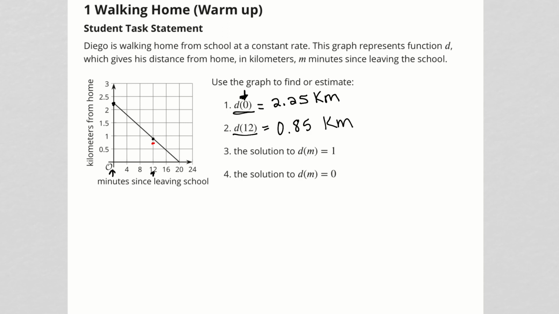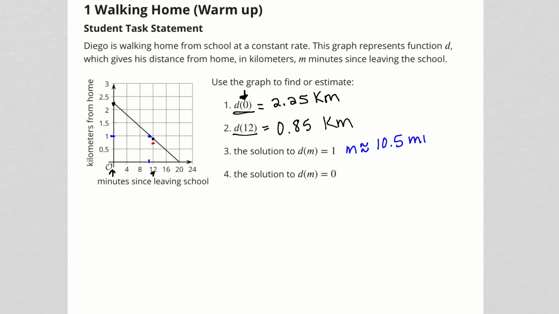Now we're going to look the other way. We have the solution to our distance in minutes. So our distance as a function of minutes equals 1. Now I'm going to be looking from this side of my graph. I'm going to look at the 1 and see that I am about 11 minutes or 10 and a half minutes. So M is approximately, let's say 10 and a half minutes.